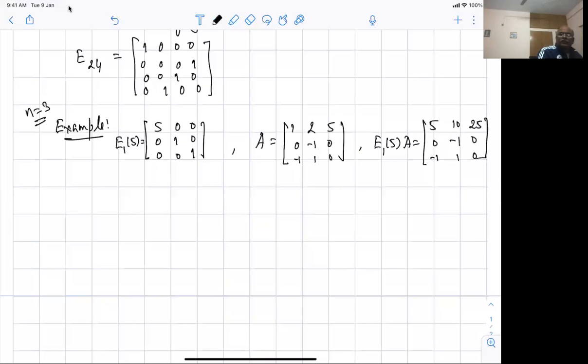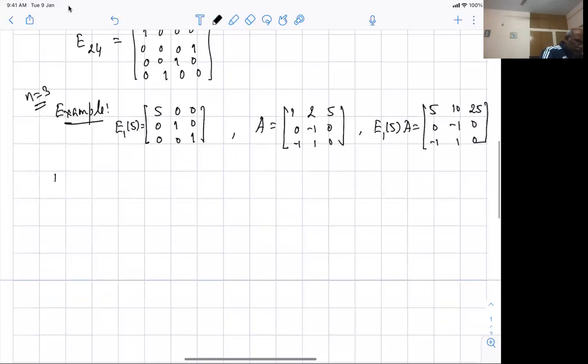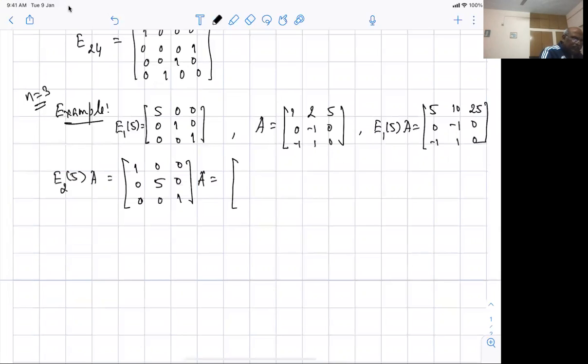All right. In my notes, I have computed E2 of 5 times A. So what is E2 5? There is no change in the first row. Second row is being multiplied by 5. Second row of identity, all right, fine. Third row of identity comes here as it is. Multiply by A. And I would like you to see that there is no change in the first row. So you'll get 1, 2, 5. Second row is being multiplied by 5. So you just multiply 5 here. So 0, minus 5, 0. And then minus 1, 1, 0. This is what you will get for E2 of this.